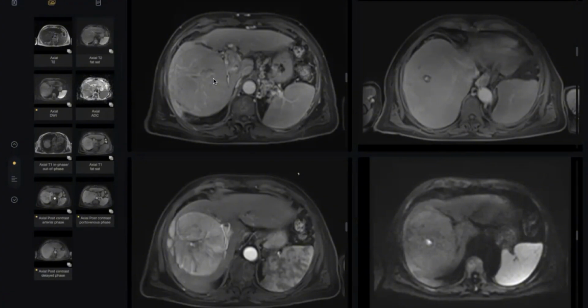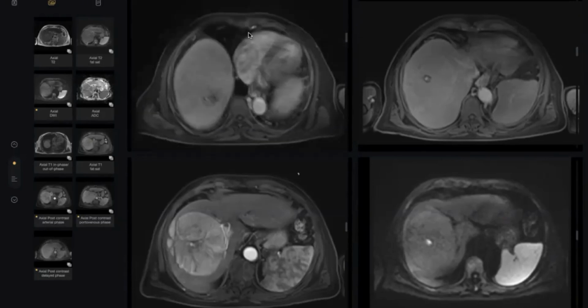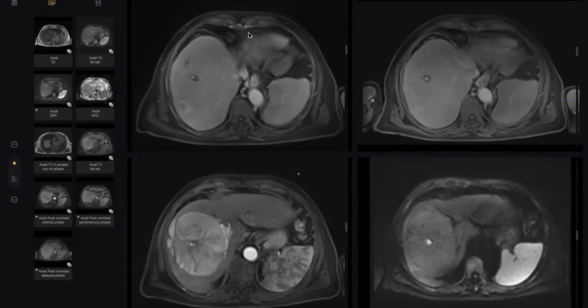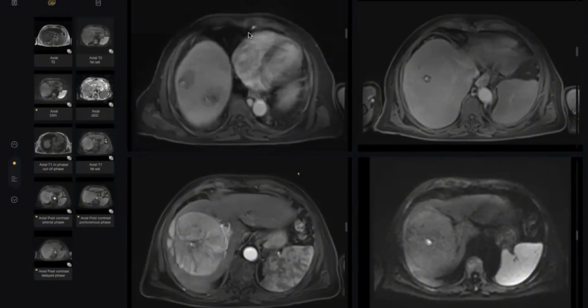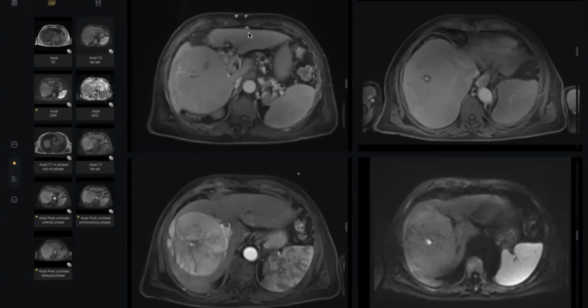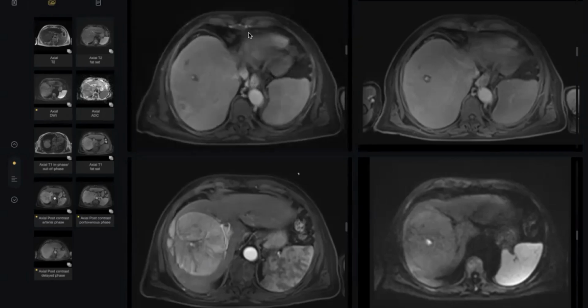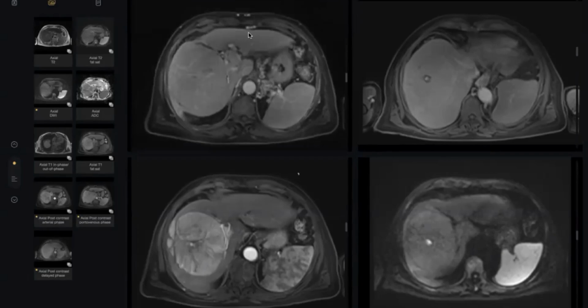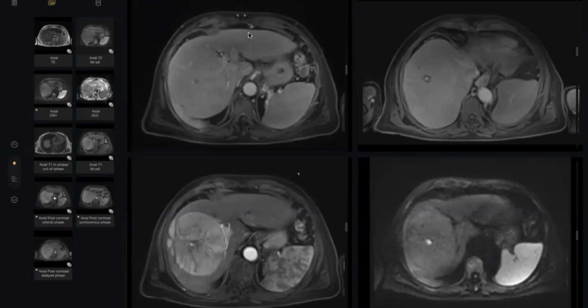But as the liver is non-diseased, very homogeneous, we are worried. They don't show typical benign enhancement or typical malignant enhancement. What will you do next in this situation?